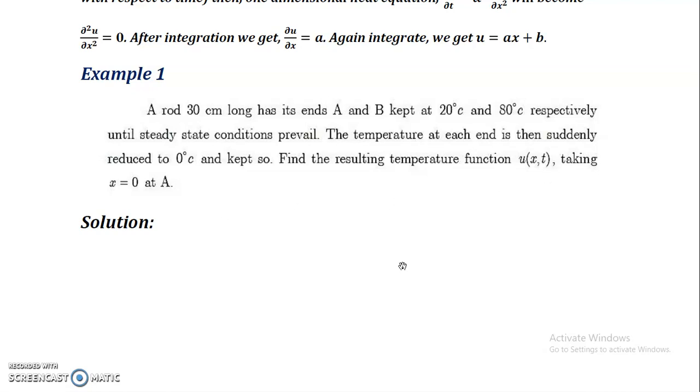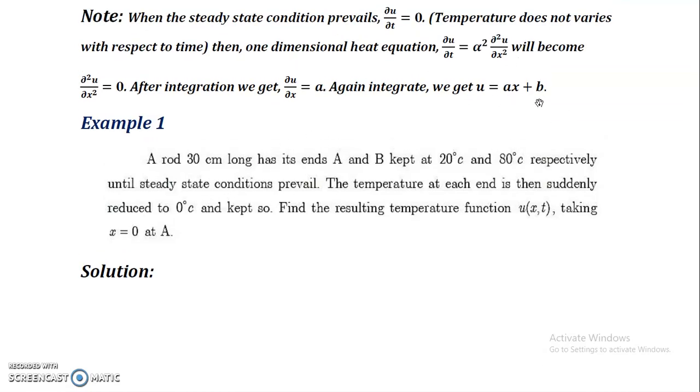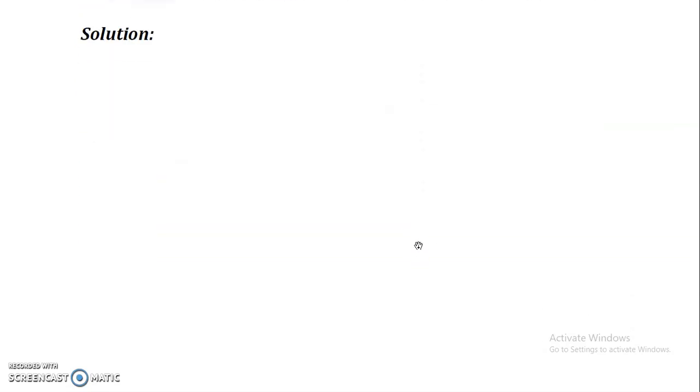Here you can see that the length of the rod is 30 cm. At the initial end, the temperature is 20 degrees Celsius. At the other end of the rod, the temperature is 80 degrees Celsius until steady state conditions prevail, which means you have to use the function u equal to ax plus b. When the steady state conditions prevail, you must use this function. So now the solution begins.